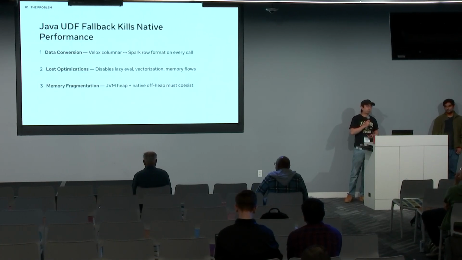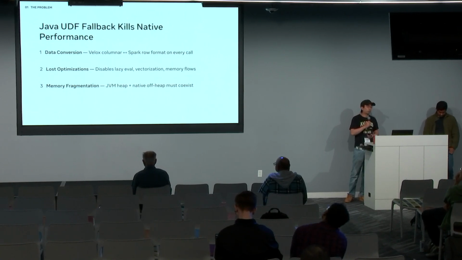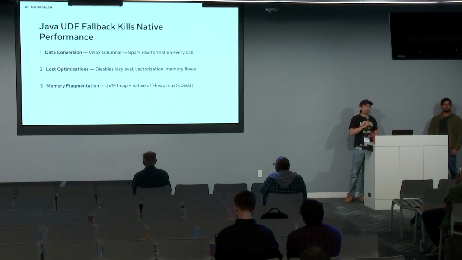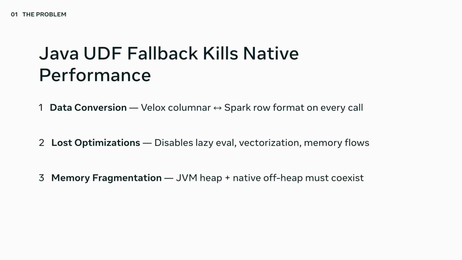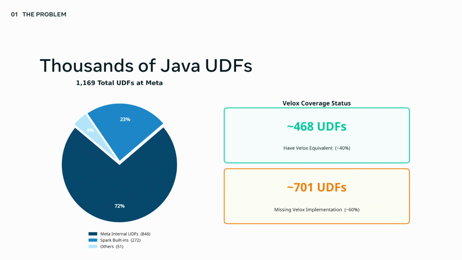For example, the data conversion between native and the Java runtime is very expensive. Also, with the fallback, we lose lots of the optimizations on the native side. This also complicates the memory management on both the JVM and the native side. In addition, what complicates the situation more is that at Meta, we have thousands of Java UDFs, and around 700 of these UDFs don't have any Velox equivalents.